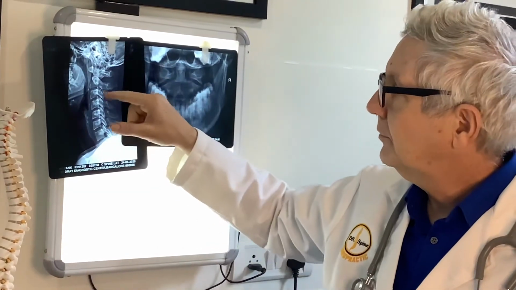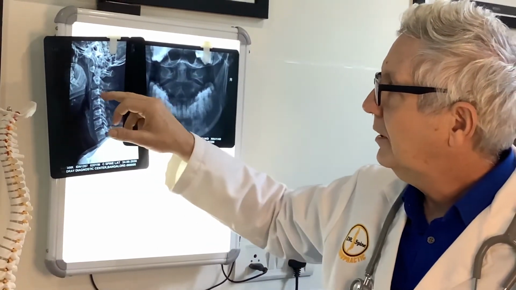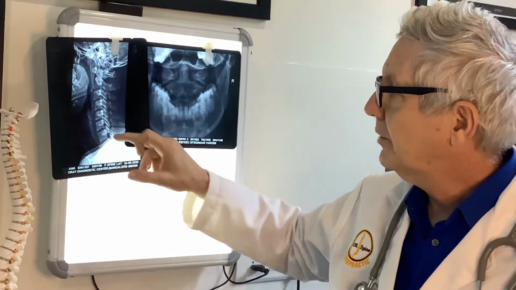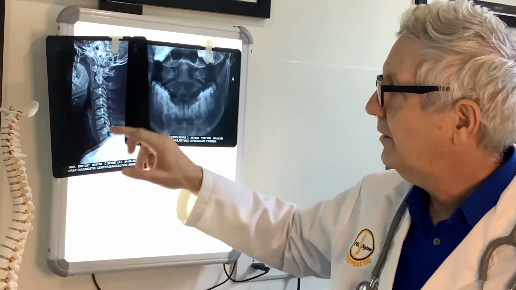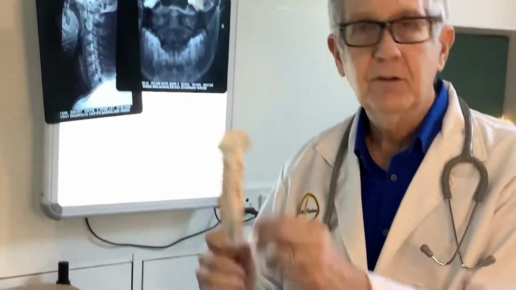And with reason, you can see here, C3, 4, 5 are all straight. Actually, C3, 4, 5, and 6 are all straight. There's no curve in there. So they're going to have a little bit of stress on the nerve roots in the back that exit the spine. Consequently, they have shoulder pain.